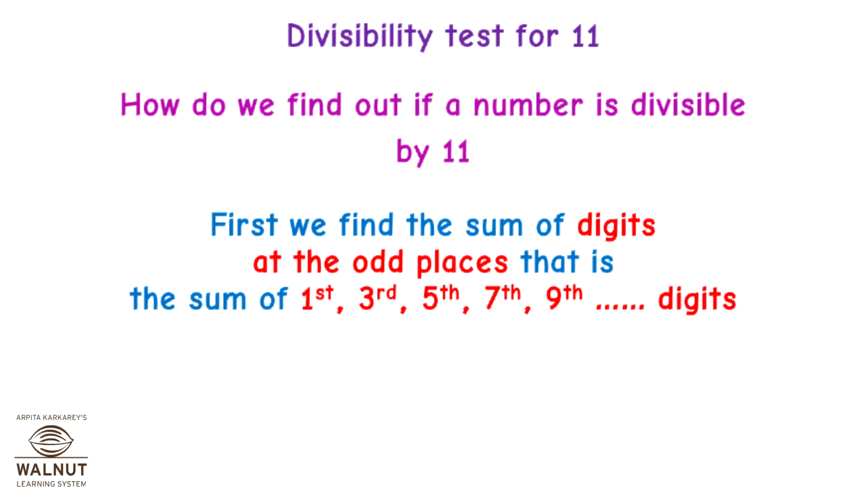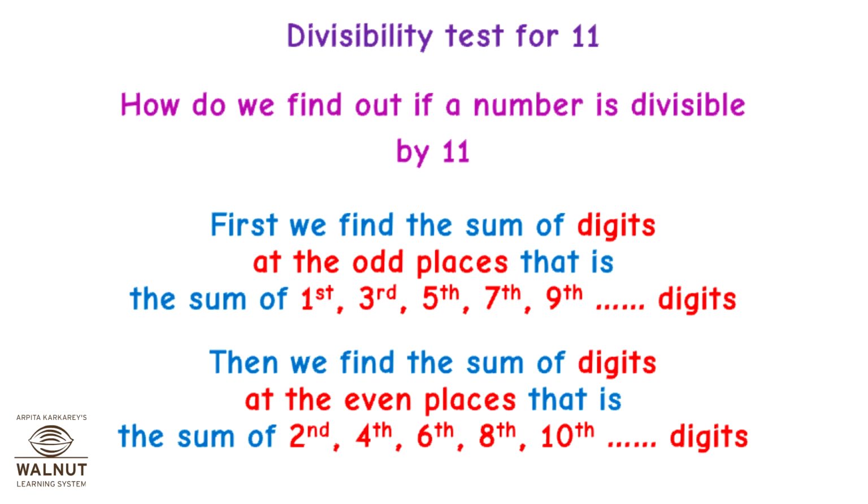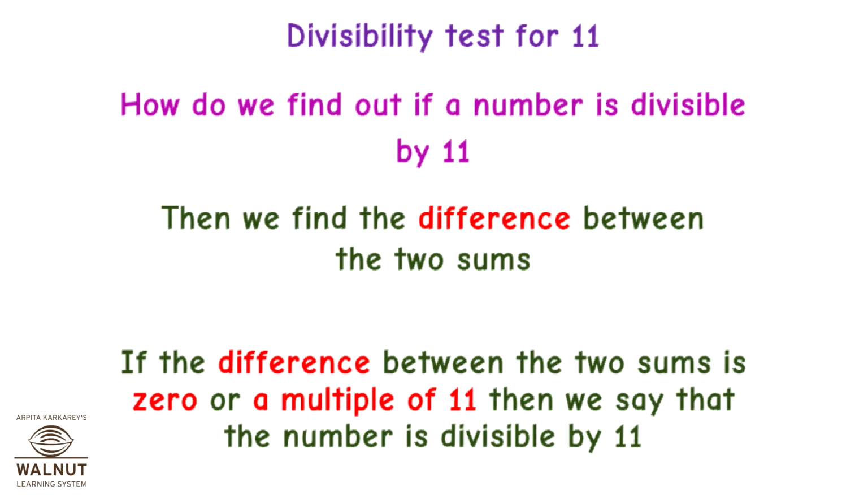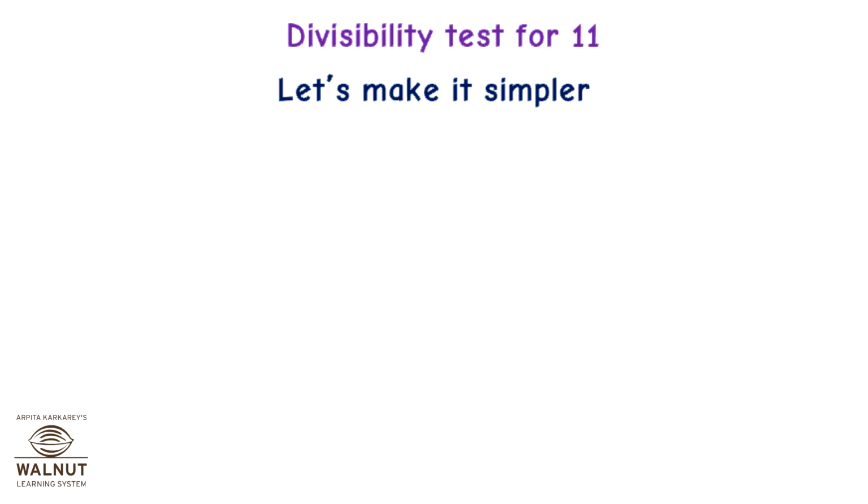First, we find the sum of digits at the odd places, that is, the sum of first, third, fifth, seventh, ninth, etc. digits. Then, we find the sum of digits at the even places, that is, the sum of second, fourth, sixth, eighth, tenth, etc. digits. Then, we find the difference between the two sums. If the difference between the two sums is 0 or a multiple of 11, then we say that the number is divisible by 11. Let's make it simpler.